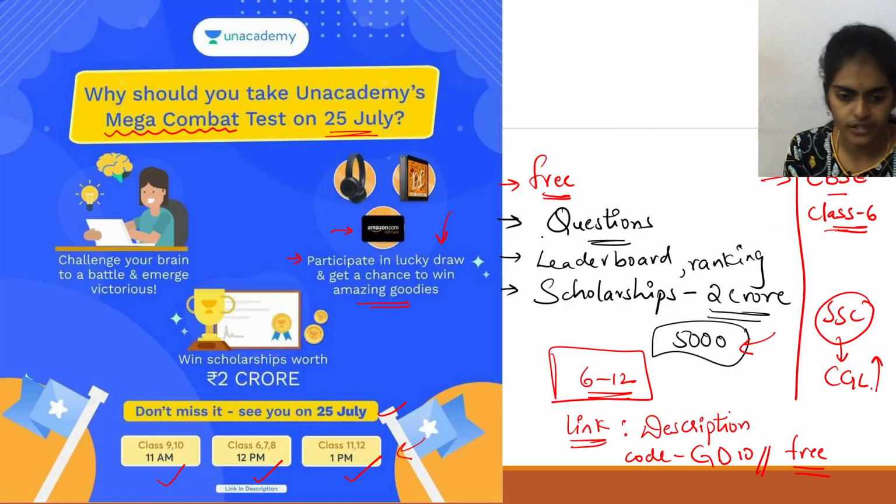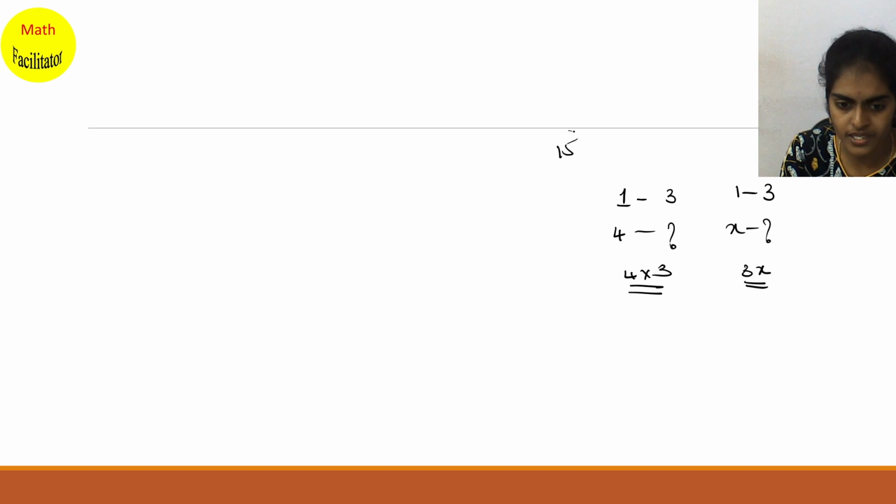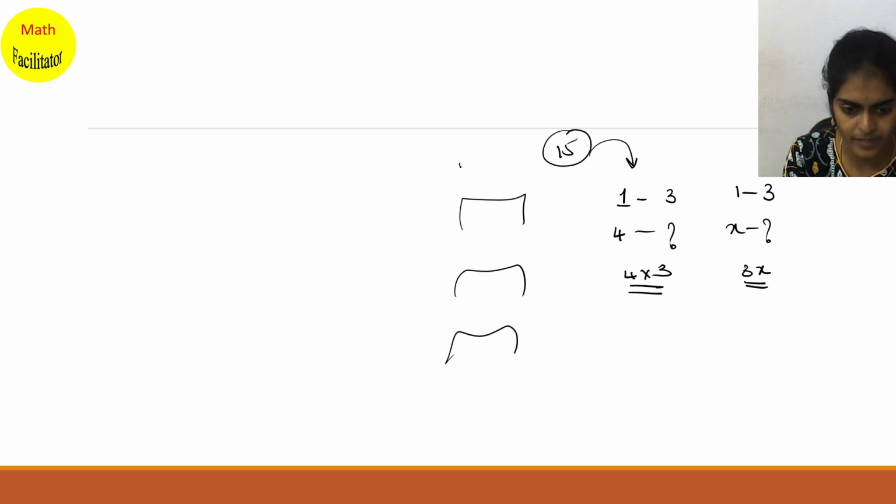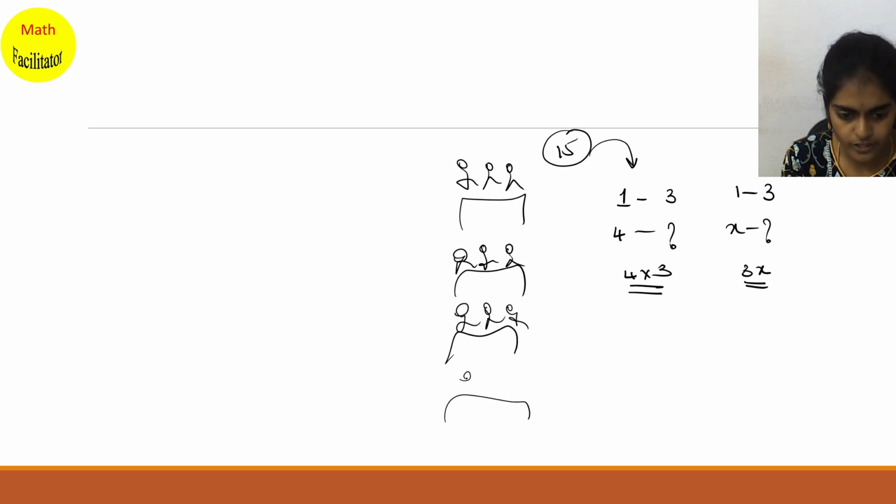See here, for example, the total number of students is 15, and I am making 3 students sit on one bench. So 3 benches: 1, 2, 3. 1, 2, 3. 1, 2, 3. And in the fourth bench also 1, 2, 3. So the number of benches is 4 and 3 students are sitting in each bench.